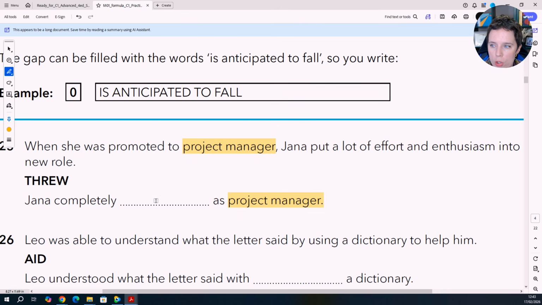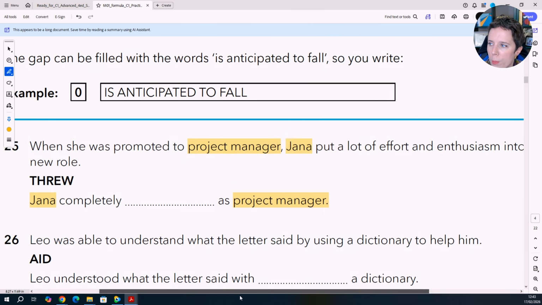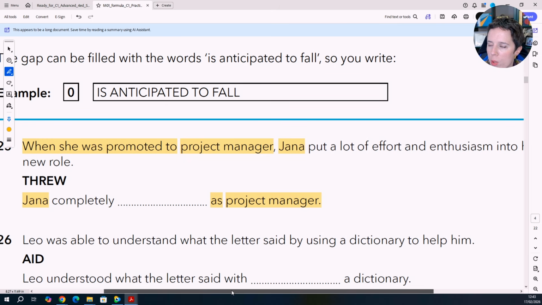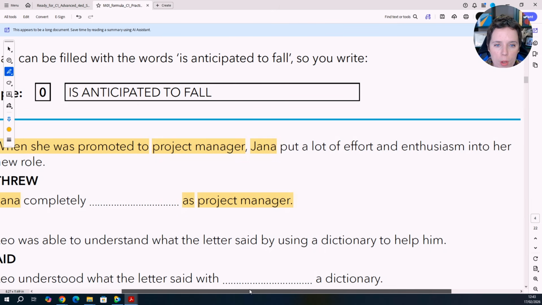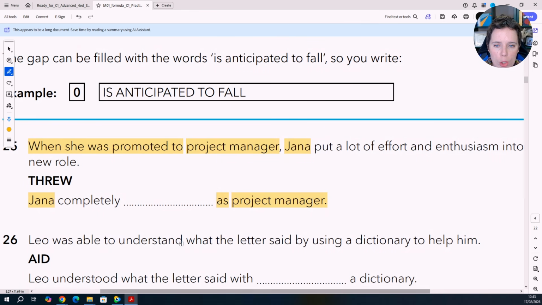This is quite tricky, actually, because it's only giving you a few words. But we've got Jana put a lot of effort and enthusiasm into her work as project manager. So we can basically say that when she was promoted to is the same as that. So we've got to concentrate on put a lot of effort and enthusiasm into her new role. And we've got Jana completely and the word through.